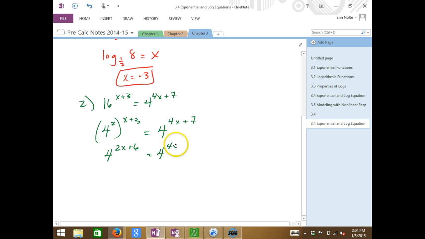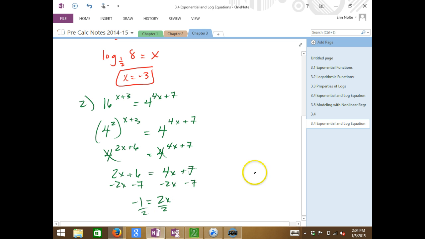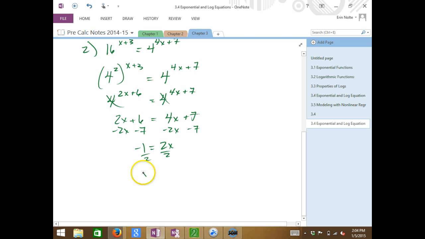Okay, so now when I have the same bases on both sides, what can I do? You can cancel them out. They go away. So now I have 2x plus 6 is equal to 4x plus 7, and I have a linear equation that I can solve. Okay, so I can subtract this 2x, subtract the 7, doing 2 steps in 1. So what's 6 minus 7? -1. And what's 4x minus 2x? 2x. So if I now take that, my x value is -1/2. All right, example 3.